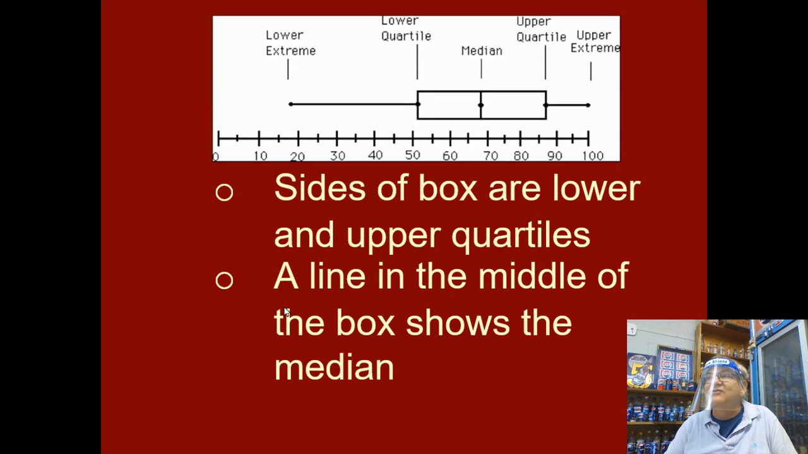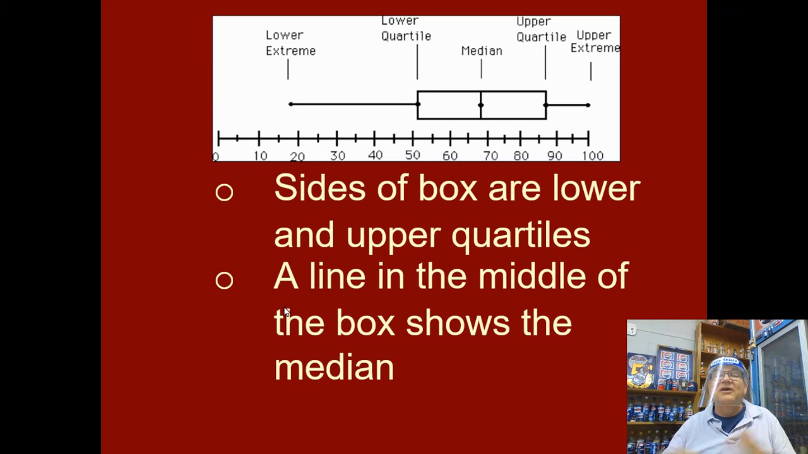Just looking at where the sides of the box are, I can say a fourth of the data is between about 18 and 51. And the top fourth of the data is between about 86 and 100. Do you see where I'm getting that from looking at what we have there?